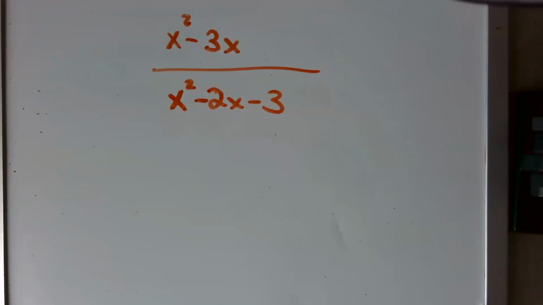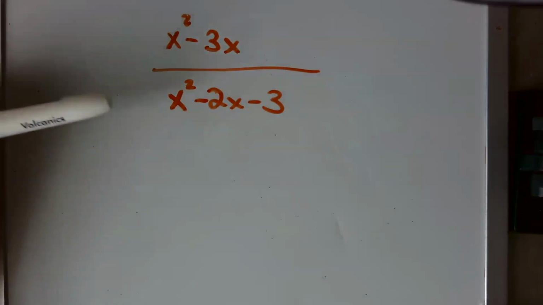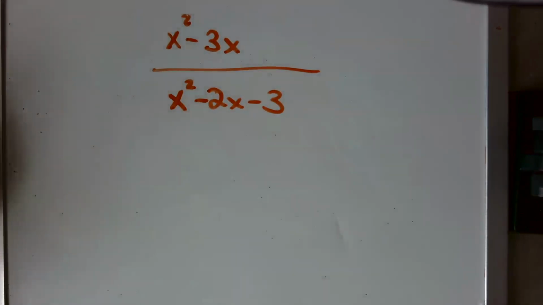Hello, A2 Trig students. You have arrived at the unit of graphing rational equations. So many things to find, so little time. Let's do it. Okay, so let's start with this equation: x squared minus 3x over x squared minus 2x minus 3.